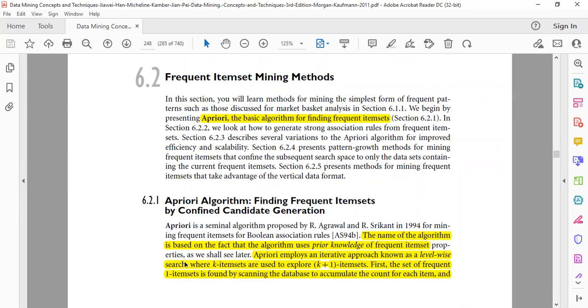So in every iteration, it searches for the k item sets, and these k item sets are used to give the k plus 1 item sets. First, the set of 1-item sets is found by scanning the database. We go through the database and find out how many times each item occurs, and if the number of times an item occurs is greater than the minimum support count, then we add that item to the frequent 1-item set list.